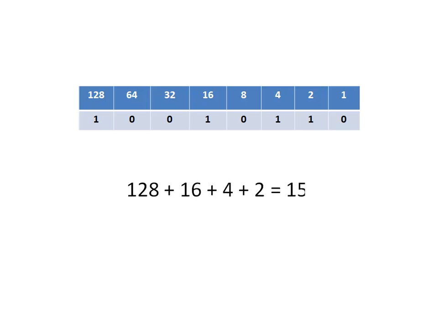In other words, 128 plus 16 plus 4 plus 2, if we add all that up, that gives us 150. 150 is the decimal equivalent of the binary number 100100110. It gets a little bit more complex when we go in the other direction, however.